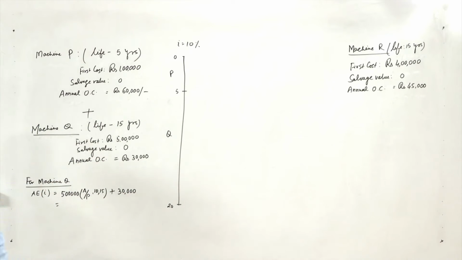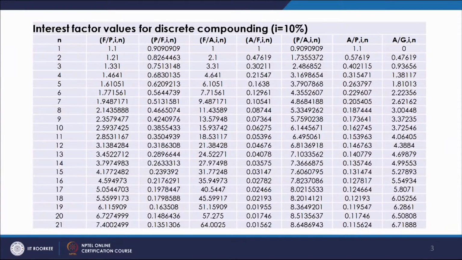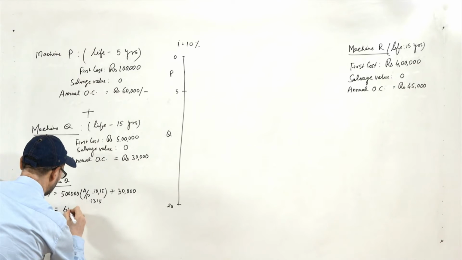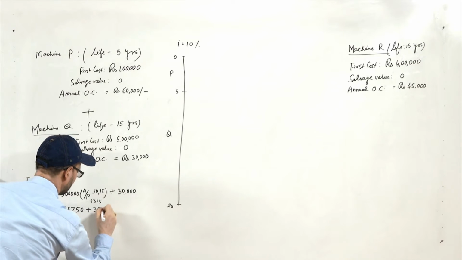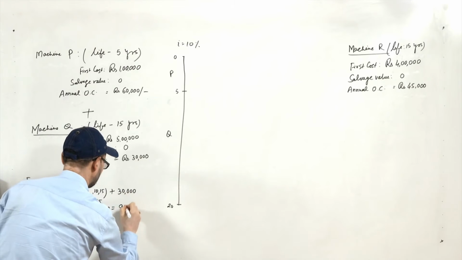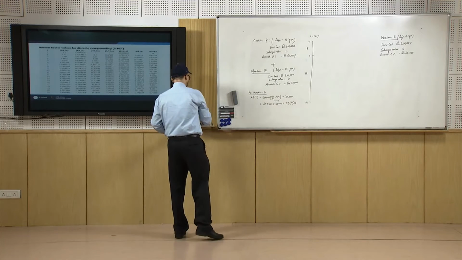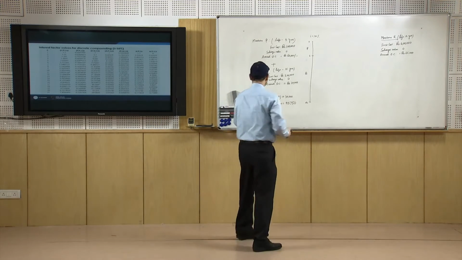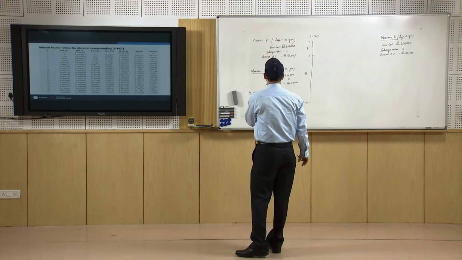If you look at the factor value of A by P 10, 15, it comes out to be 0.1315. So it will be 95,750. Now, we have to find the present worth of this system, P plus Q.